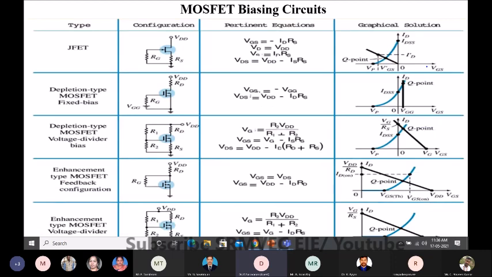So what are the different biasings available here? There are two types of biasing available. One is called feedback, and the other one is voltage divider. MOSFET only has two. So this is about feedback, and this is about voltage divider. And the characteristics accordingly are shown here. So this is the basic biasing type of MOSFET.